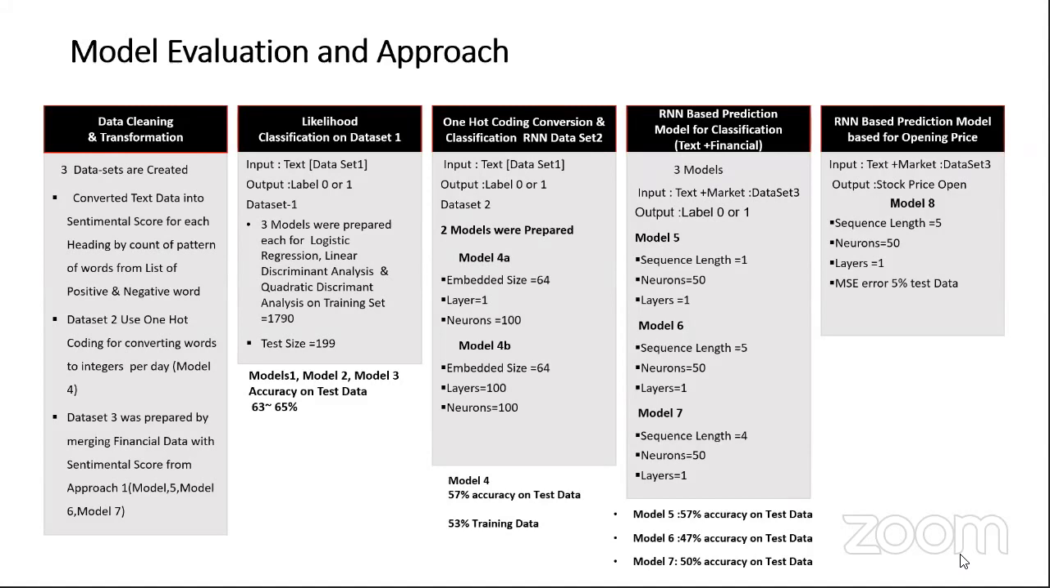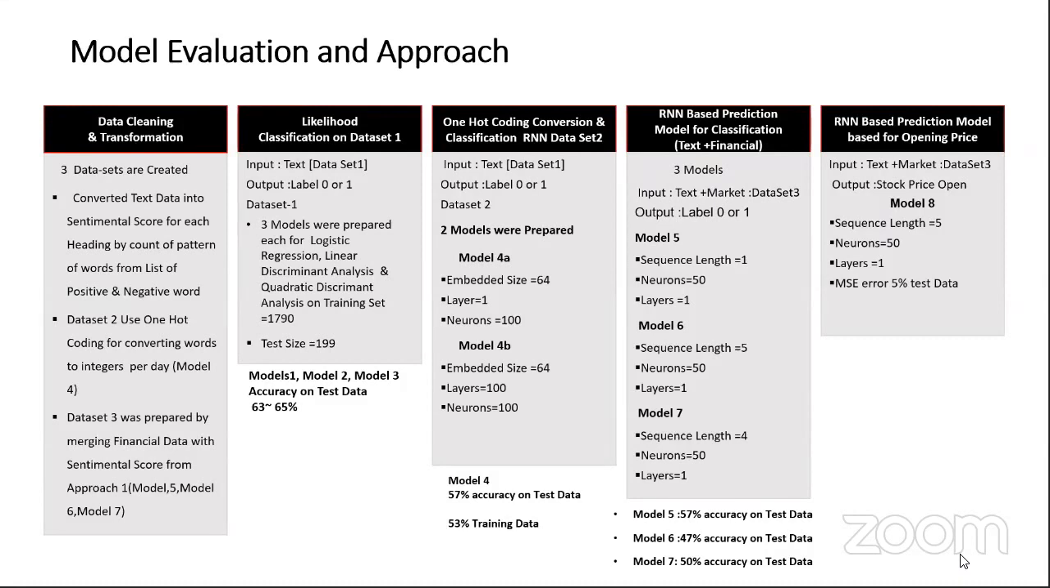The one hot encoding, obviously I converted the whole data set into one hot encoding, and I used the embedded size of 64 and I tried various models in terms of neurons, and tried to work it out. There is an error in model 4b. Its layer is equal to 1. It's not layer 100. So it was still layer 1. So I did some model evaluation and I found that if I use one hot encoding on the RNN dataset, then I found 57% accuracy on the test data. Now, both likelihood and one hot encoding were based on dataset 1 and dataset 2 respectively, which was on text data.